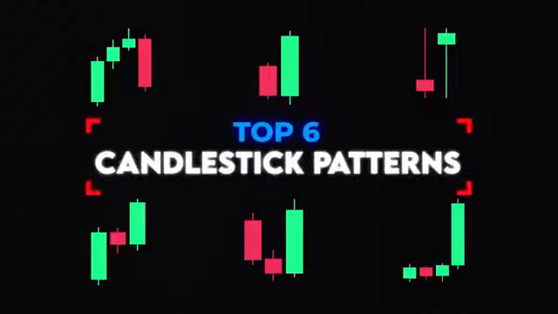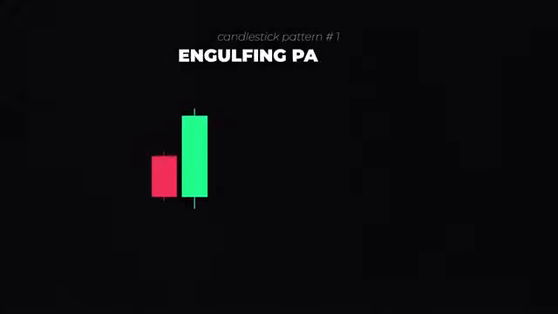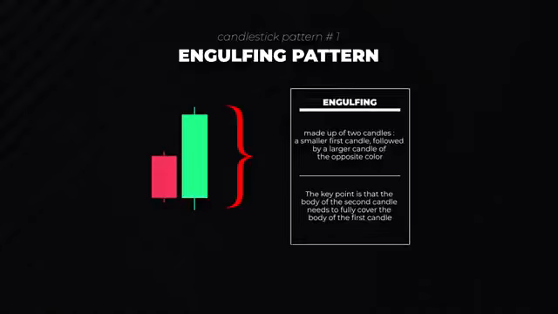Now, I'm going to show you my top 6 candlestick patterns that I've found to be the most effective. Number 1 is the engulfing pattern. An engulfing pattern is a candlestick pattern made up of 2 candles, a smaller first candle, followed by a larger candle of the opposite color. The key point is that the body of the second candle needs to fully cover the body of the first candle.